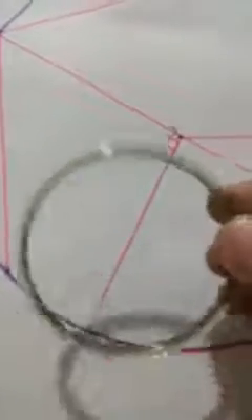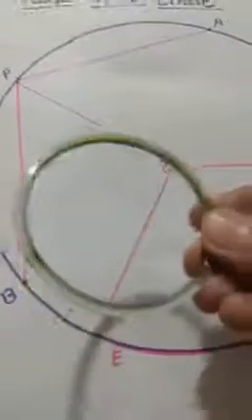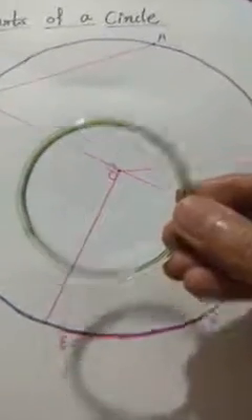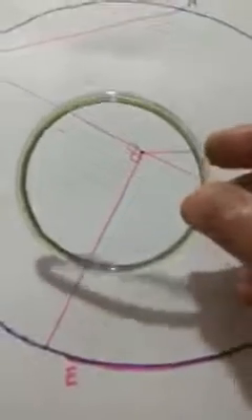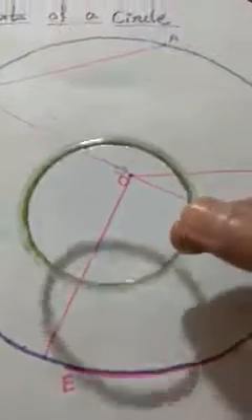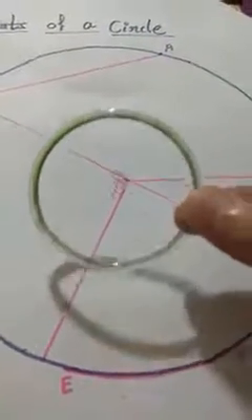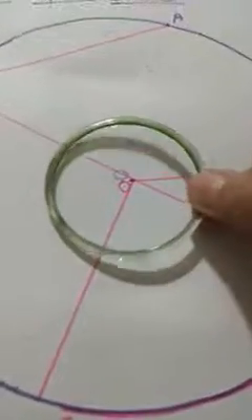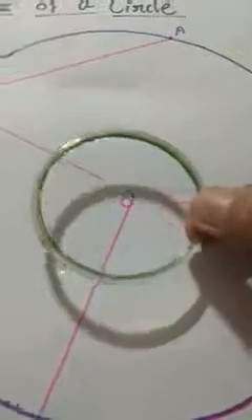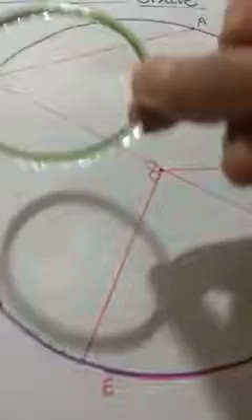Students, I want to ask you a question. What is this? This is a bangle. And what is the shape of this bangle? It is circular, round. We say round bangle. Usually the shape is called a circle. Its shade is also a circle.